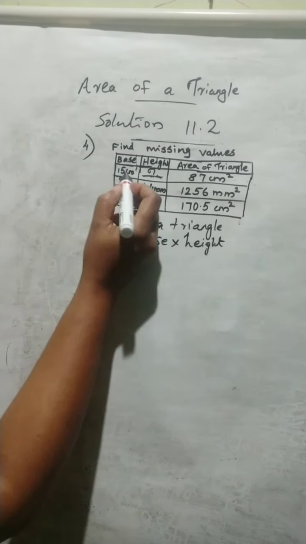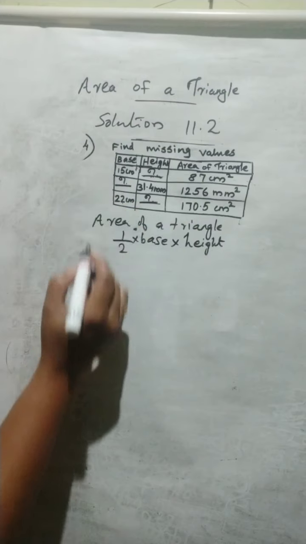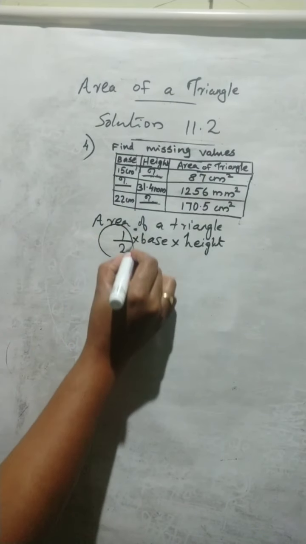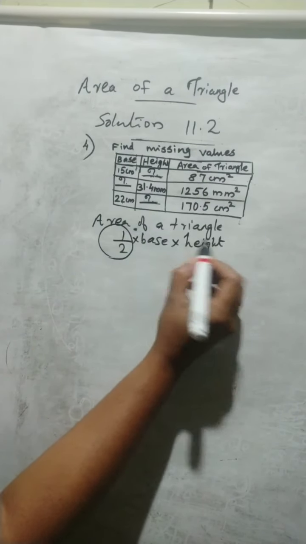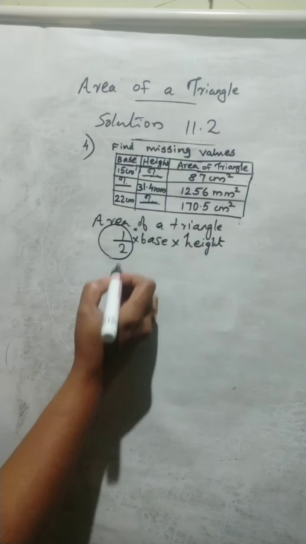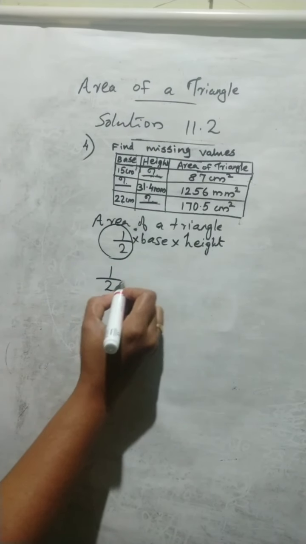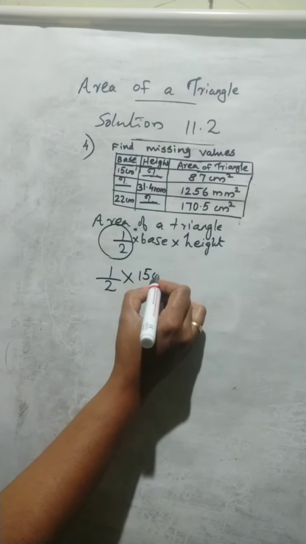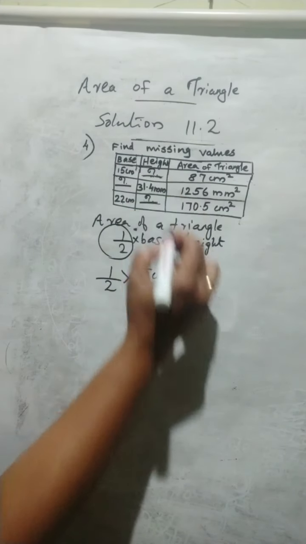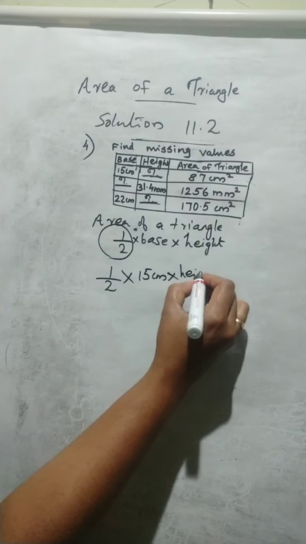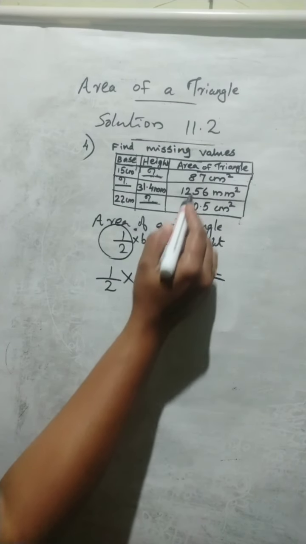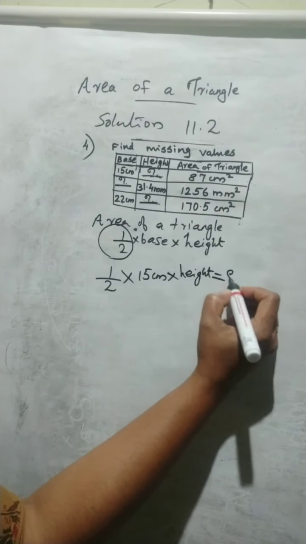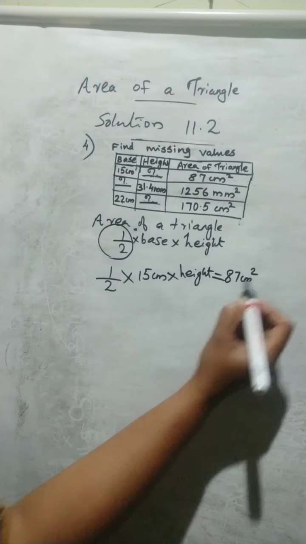Then for this first question, base is equal to 15 centimeter. So the equation is half times base times height. Here half will be there itself. Half into base. Base is given, 15 centimeter, but we don't know the height, so we can write height itself. Then area is given. Area is equal to 87 centimeter square.